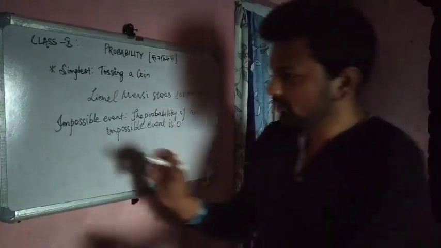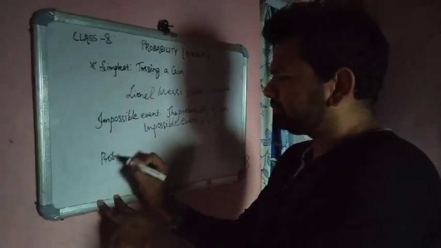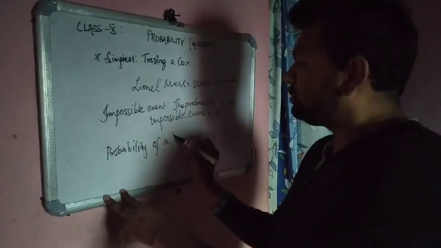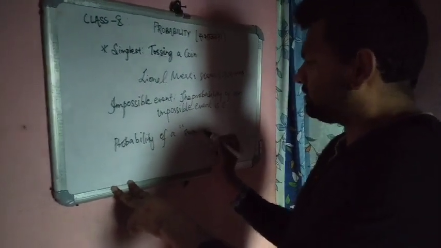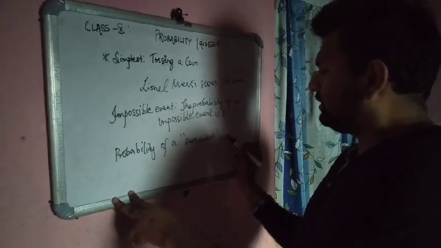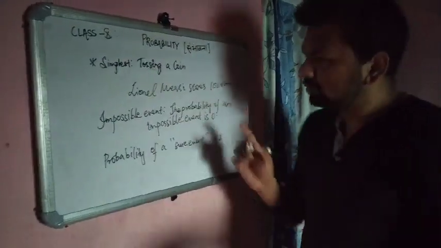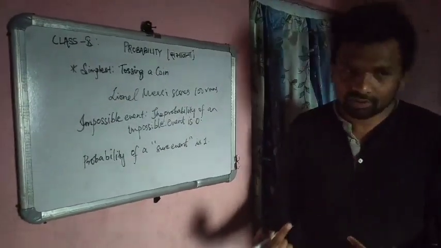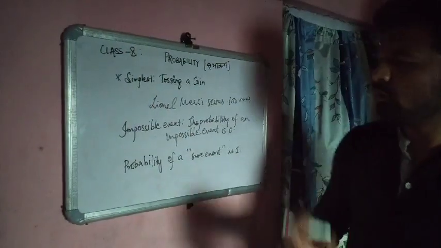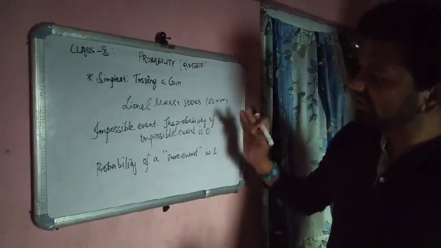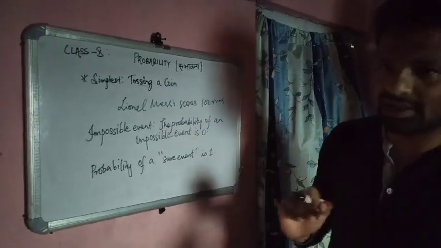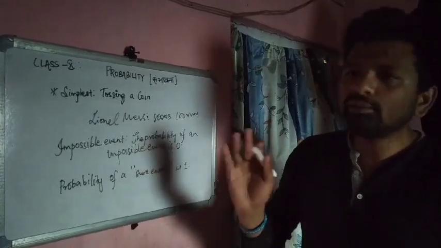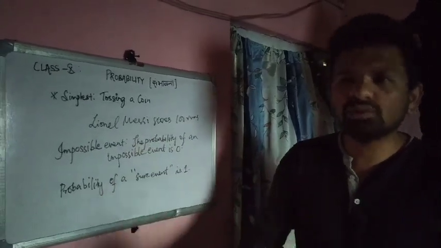100%, you are going to win. So the probability of a sure event, that is a sure event, right? You are running alone, the probability is 1. So the probability of an impossible event is 0 and the probability of a sure event is 1. What I'm trying to say is that probability lies between 0 and 1. Impossible event 0, sure event 1. So probability will lie between 0 and 1, that is 0% to 100%.